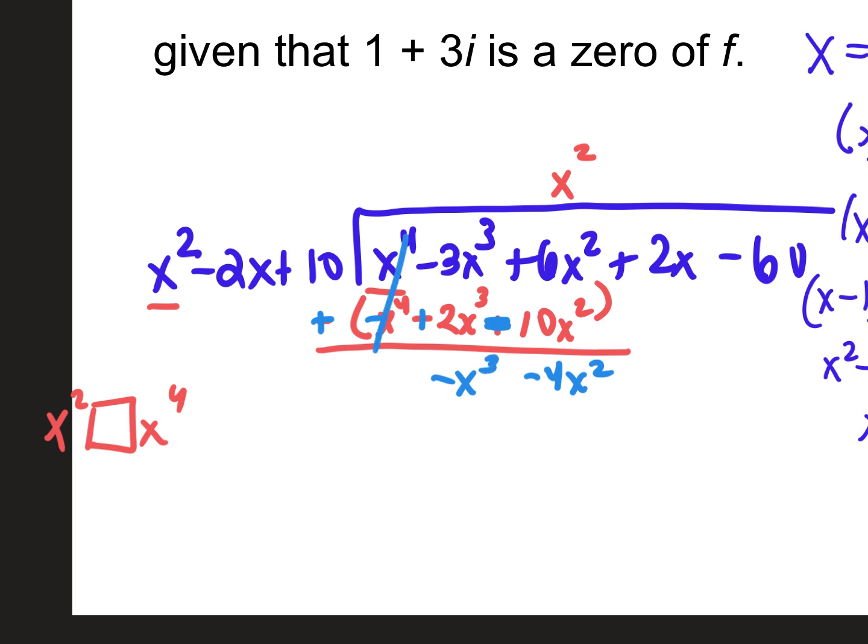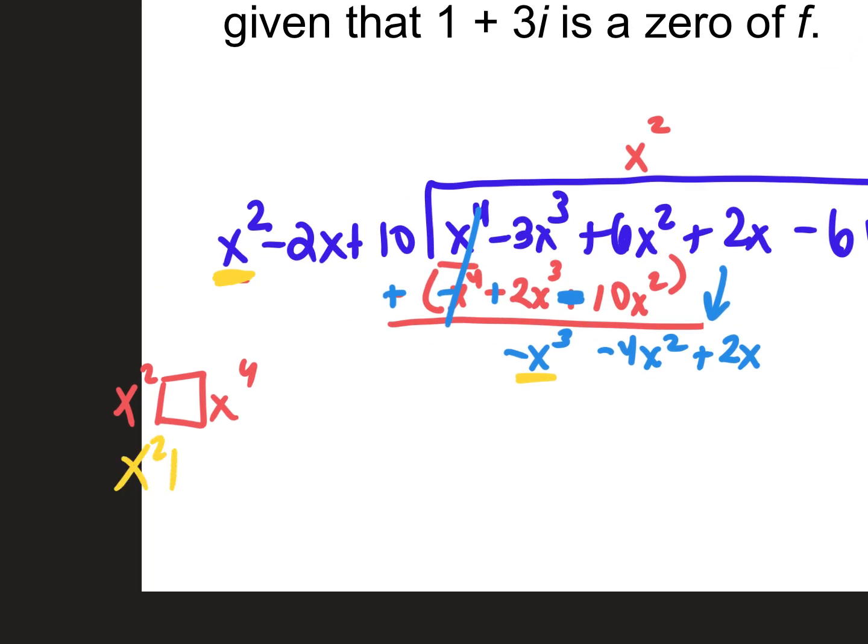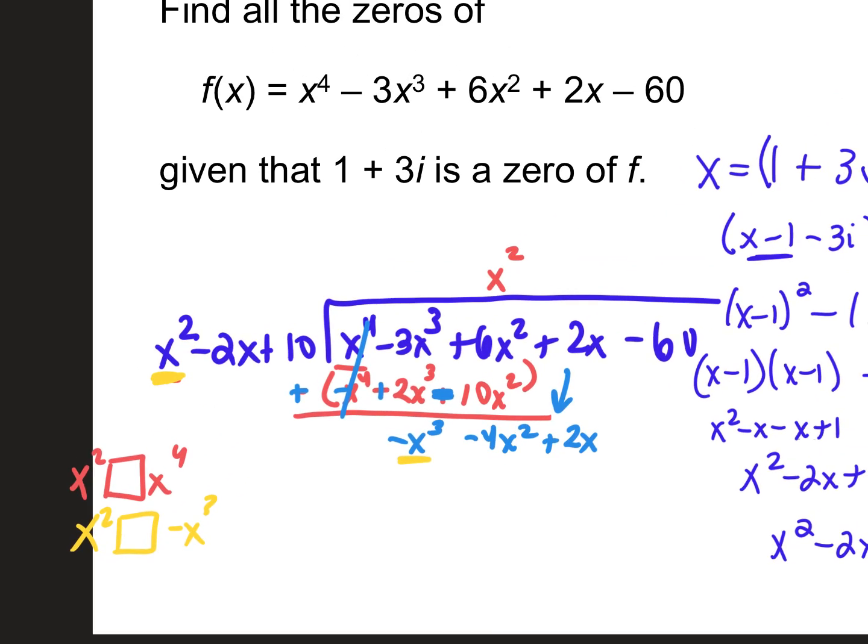Negative x cubed and your x to the fourth cancel. And then what do we do with 2x? What do we do with 2x, guys? You bring it down, okay? So now again, first term into first term. X squared times what gives you negative x cubed? Negative x, right up here.